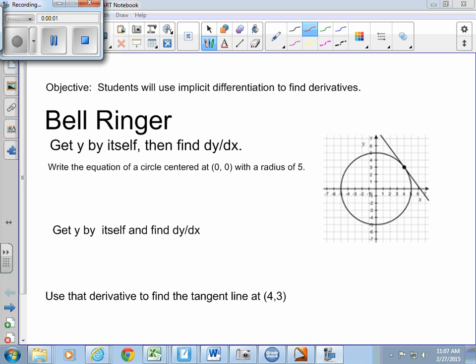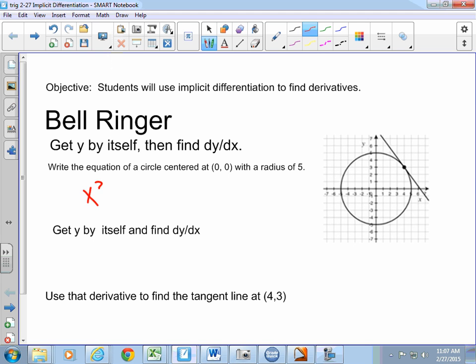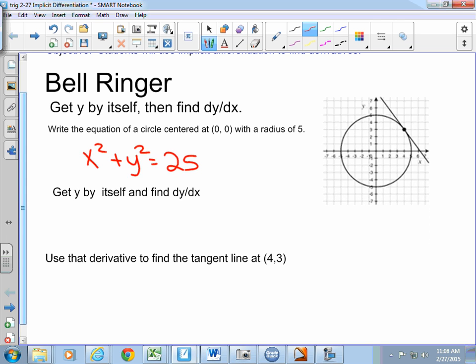Write the equation of circle centered at 0, 0. We talked about that. You probably have a note card somewhere that has that equation on it. Get y by itself, which turns out to be a little bit of a difficult sort of, not real bad. So I get y squared equals 25 minus x squared. Any questions about getting y by itself?